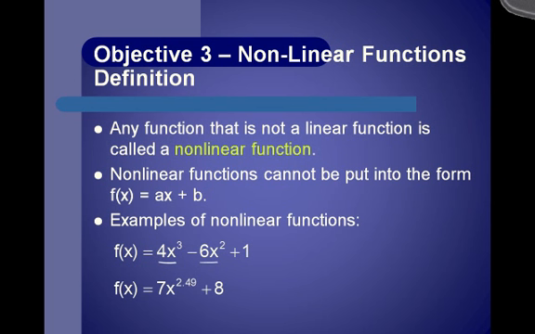Another example is 7x to the power of 2.49 plus 8. Again, we do not have x to a plain power, therefore it cannot be a linear function. f of x equals the square root of 6 minus x. Because of the square root, nonlinear. And f of x equals 5 over x plus 2. Because we have an x in the denominator of a fraction, nonlinear.